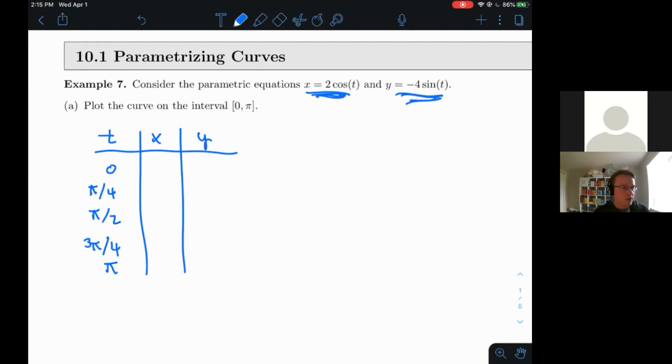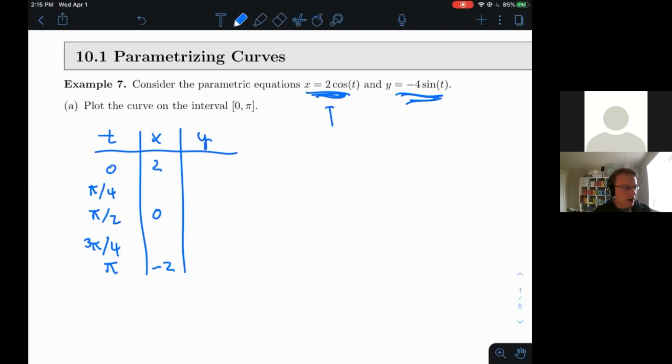So if I plug in 0 into my x equation, we're going to have cosine of 0 is 1, multiply that by 2, we're going to get 2. Let's go ahead and do the easy ones first. If I plug in pi over 2 into cosine, I'm going to get 0. And if I plug in pi into cosine, I'm going to get -1, multiplied by 2 happens to be -2.